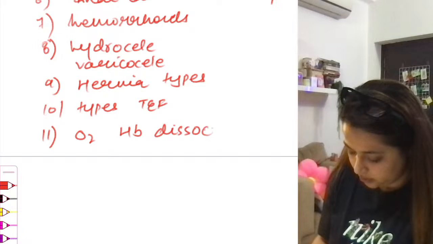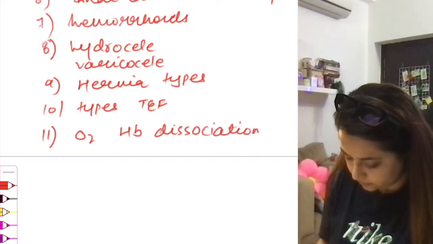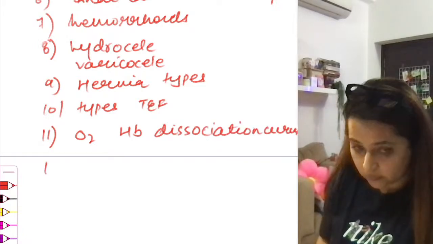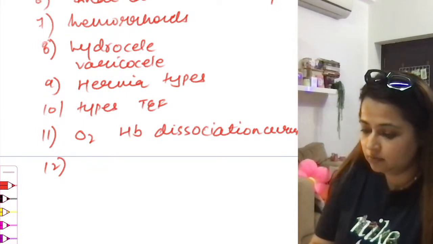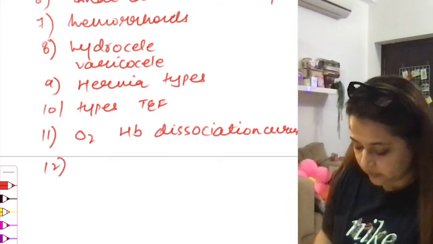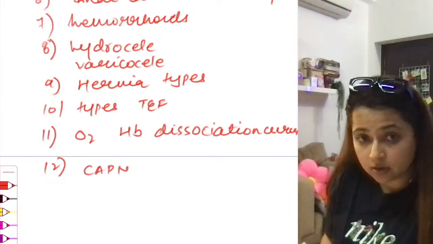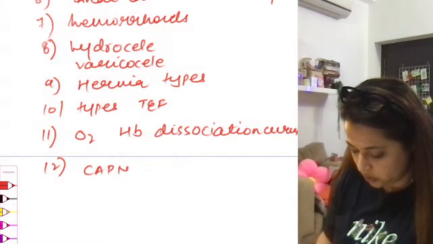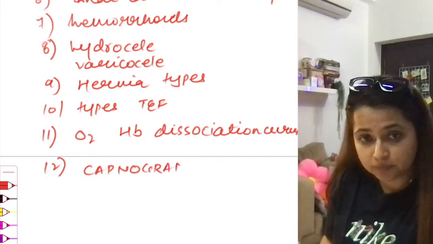So the oxygen hemoglobin dissociation curve. Number 12, the capnography waveforms. In anesthesia, you should know about capnography waveforms.